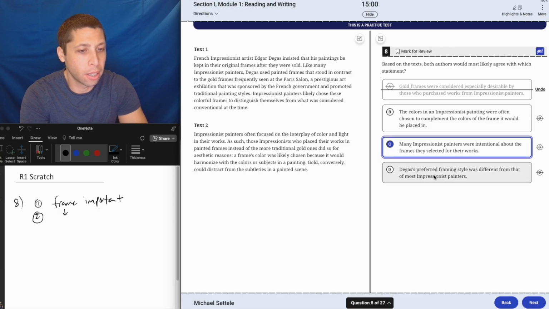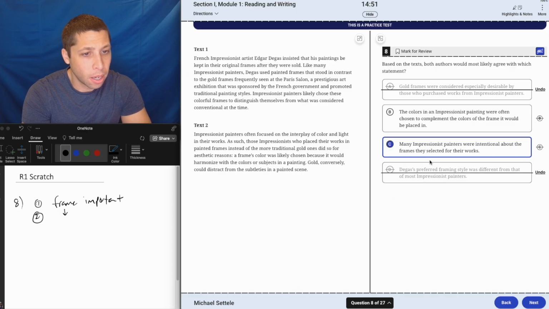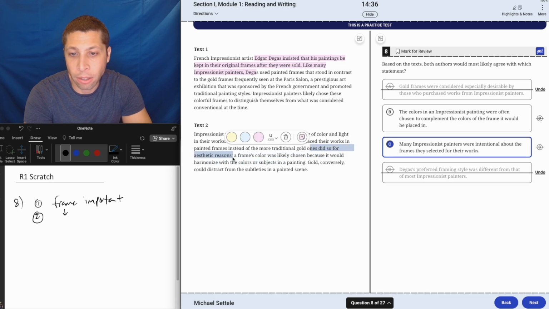Degas' preferred framing style was different from that of most. Well, most is scary, but they don't talk about Degas in the second one. So I'm pretty sure it's this. Many Impressionist painters were intentional, right? So insisted, yeah, he's insisting that they be in their original frame, so he cares. They did so for aesthetic reasons, meaning for how it looked. Yeah, that's easy.